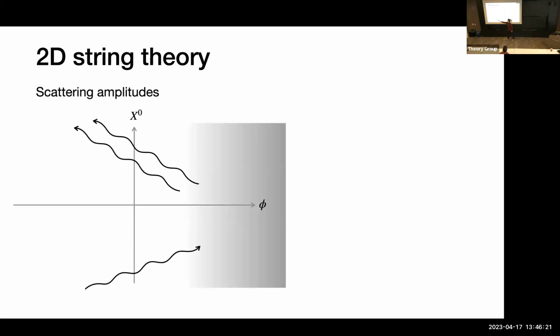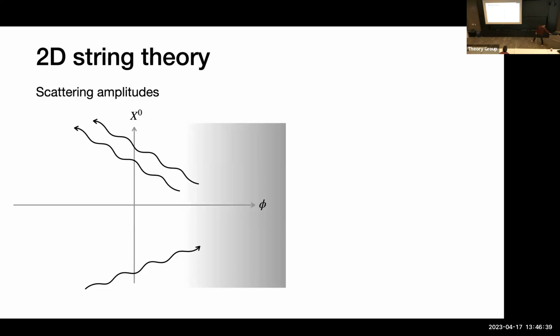So here is space, the Liouville field φ, and this is time, the free field X0, and the atomic energy is on this side. And you have incoming string states that come in, interact, bounce off the wall, and go back to infinity in this way.